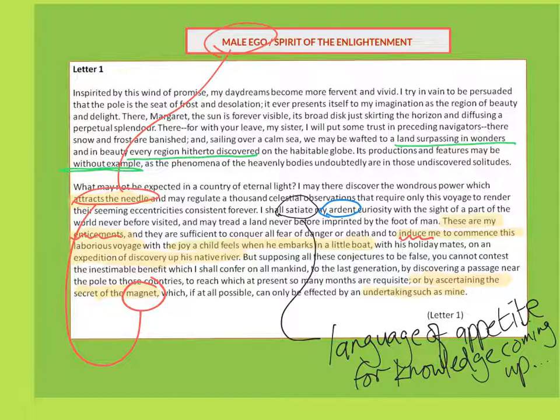Similarly here as well, you can see things like never before visited, never before imprinted by the foot of man. So to use that moon analogy, it's exactly the same, one small step and all this kind of thing. I am the first person to leave an imprint in the snow of this unexplored region. So the ego and the idea of being the first is absolutely at the heart here of this male Enlightenment ego as depicted by Shelley.